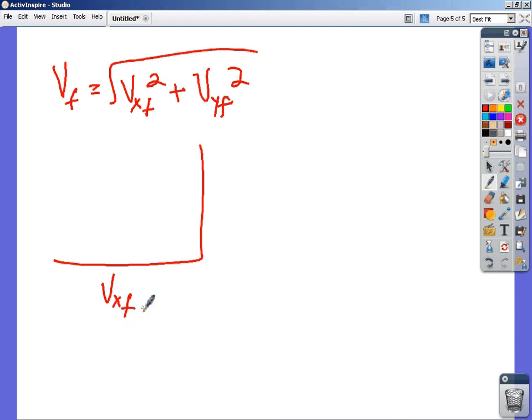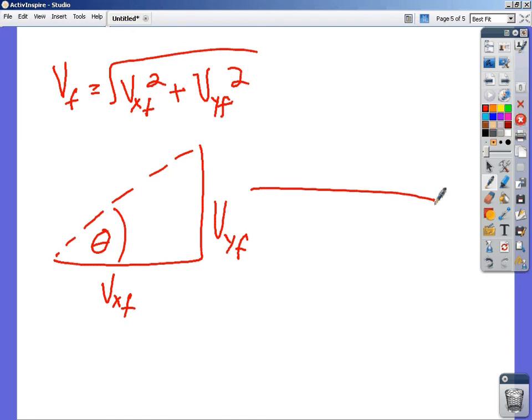So our projectile comes in like this. We would know this would be Vxf. This would be Vyf. We want this angle. It would be tangent y over x. Going back to vectors, so that's 36. Wait, what about D? We did, D was this. This is part D.